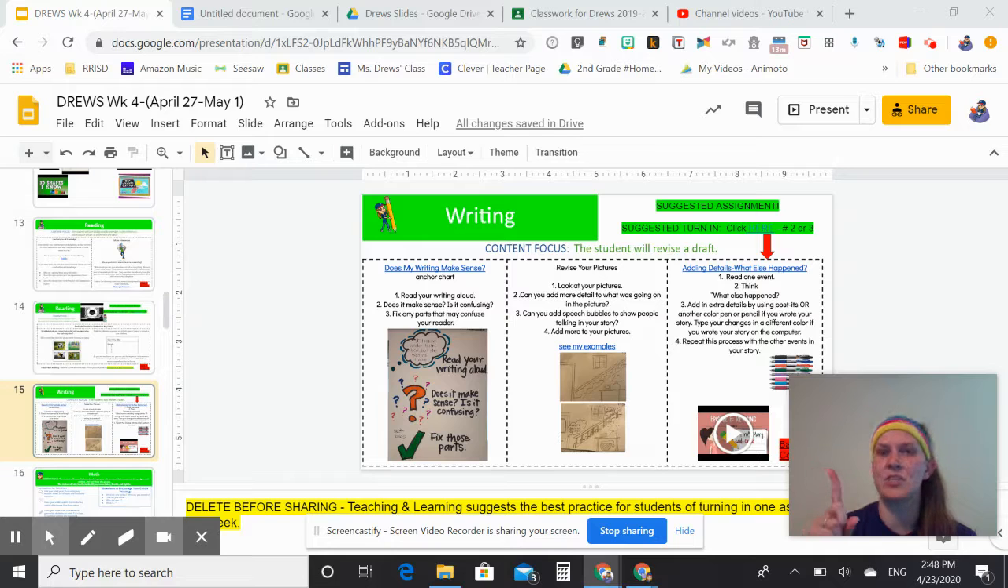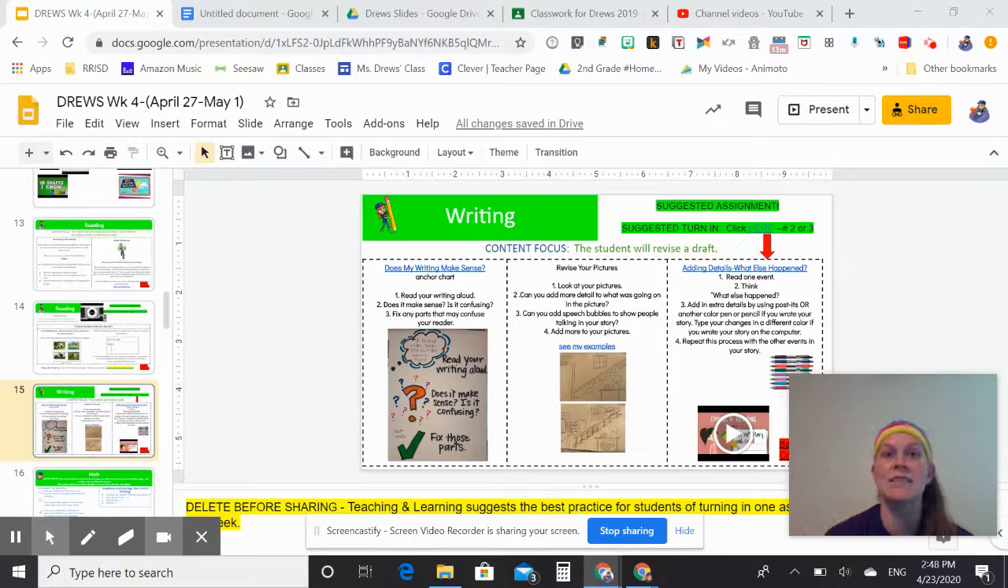So the first way is just reread your writing, okay? Most writers, when they reread it, are going to go, oh my goodness, I totally forgot to write this. Or, oh, I thought I wrote that, but I didn't. So just rereading is a good way. The second way is to add in dialogue, especially if you're doing fiction or realistic fiction. Maybe one of your characters said something to the other characters, okay?